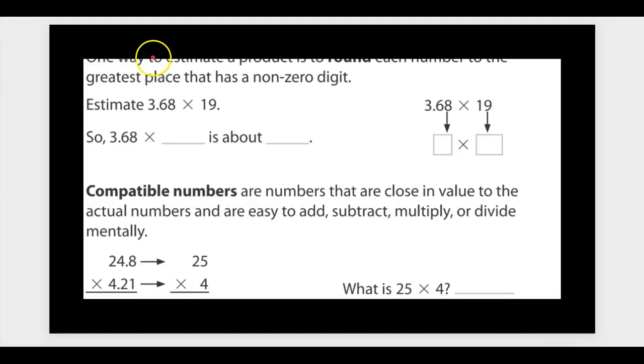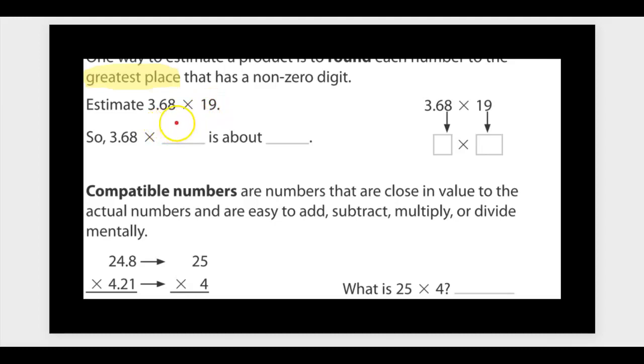I know part of the directions are cut off, but it says one way to estimate a product is to round each number to the greatest place. Okay, that's important. Greatest place. When it says the greatest place, it is talking about the whole number. It's not talking about the ones place, it's not talking about the tens place, and it's not talking about the tenths, hundredths, thousandths. So you're looking at the whole number.